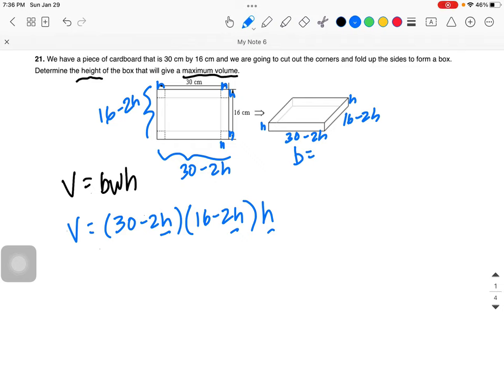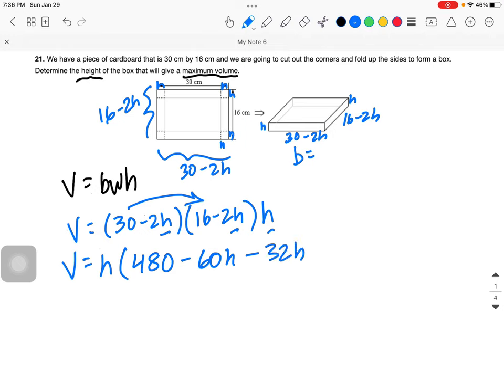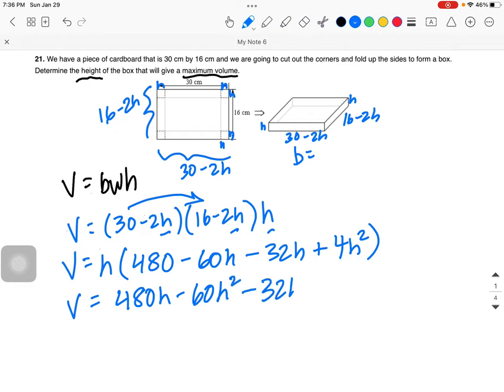So I'm going to FOIL this out. 30 times 16 is 480, minus 30 times 2 is 60h, minus 2 times 16 is 32h, and then plus 2 times 2 is 4h squared. And then if I distribute the h in, I'm going to have 480h minus 60h squared minus 32h squared plus 4h cubed.